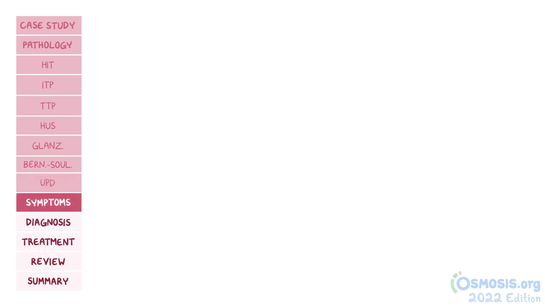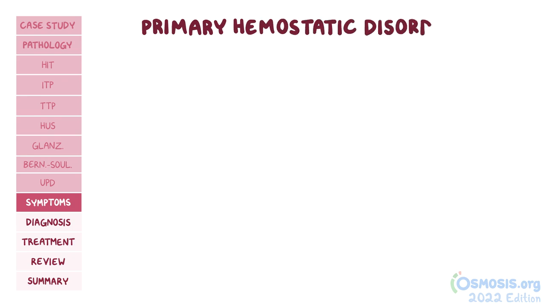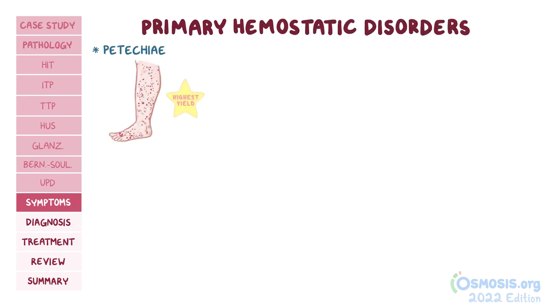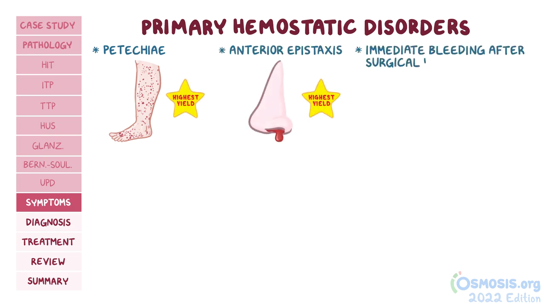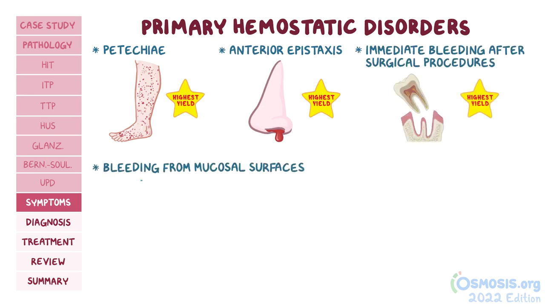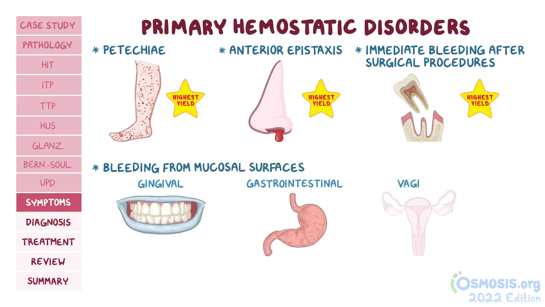Whatever the cause, platelet problems, or primary hemostatic disorders, usually present with petechiae, which are pinpoint superficial skin bleeds, anterior epistaxis, which are usually mild nosebleeds, immediate bleeding after surgical procedures, like tooth extraction, or bleeding from the mucosal surfaces, like gingival, gastrointestinal, or vaginal bleeding.